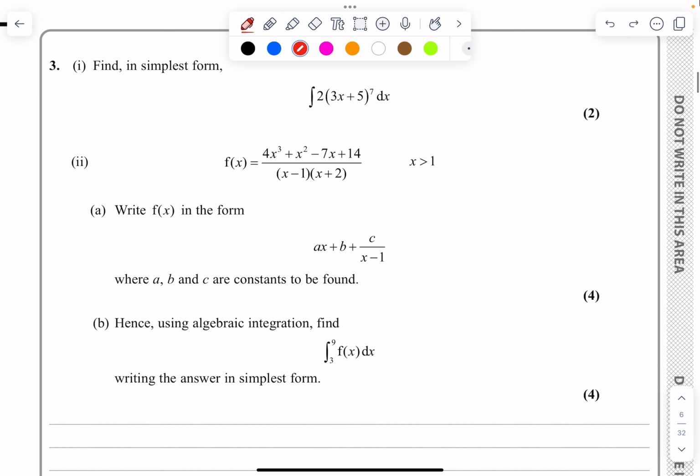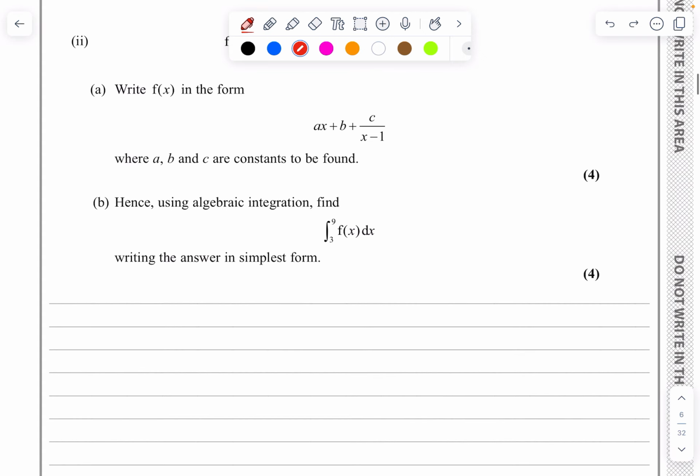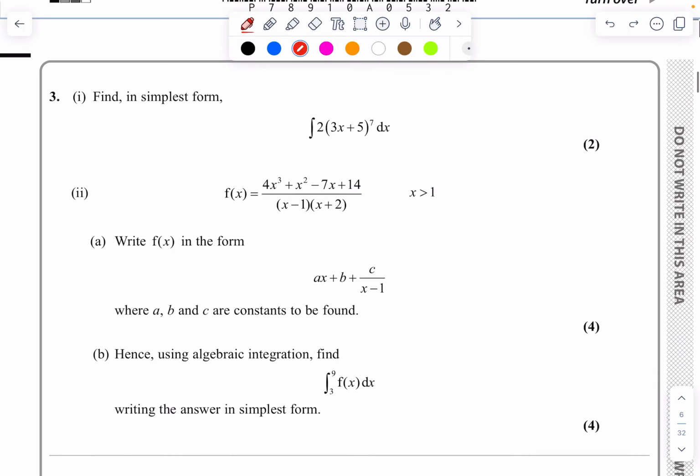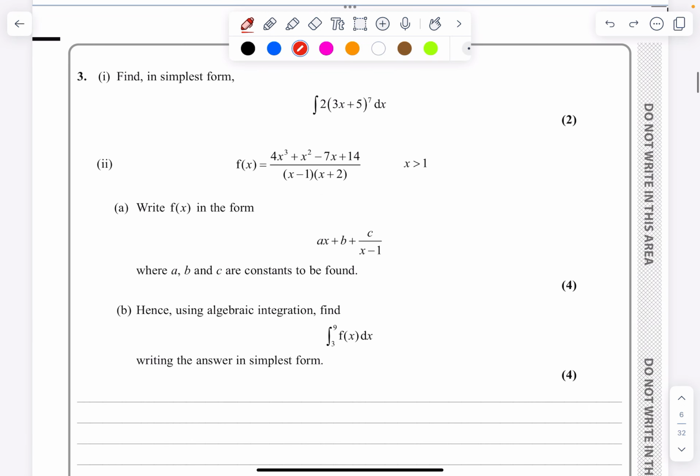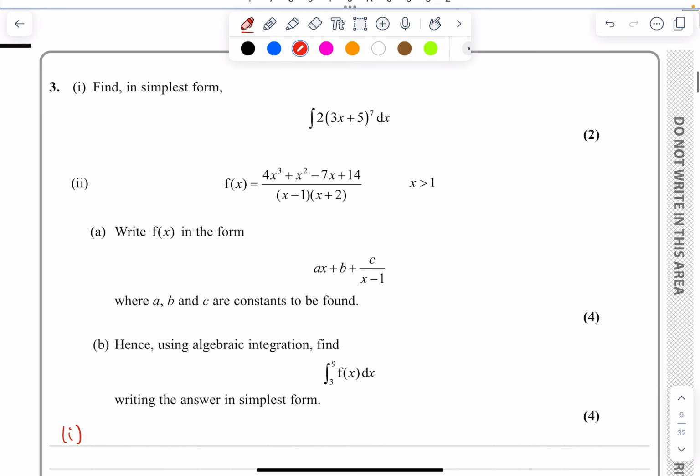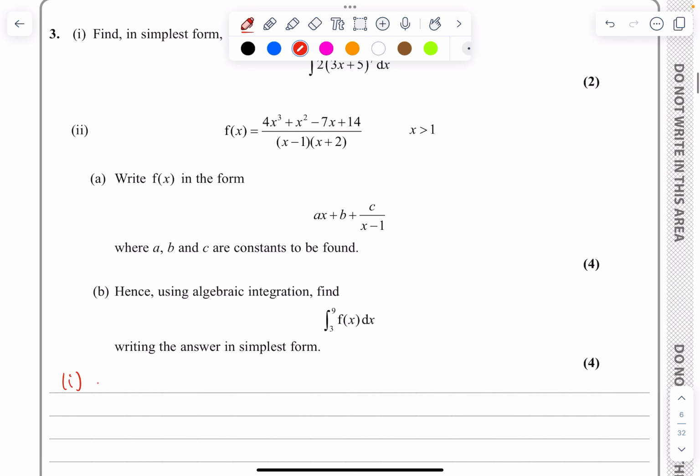Let's do this. Integral of this. How do I explain this? I'm not sure how to explain this. That's a bad part. Let me just copy this down first then.